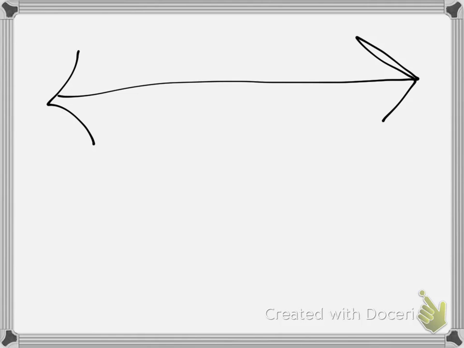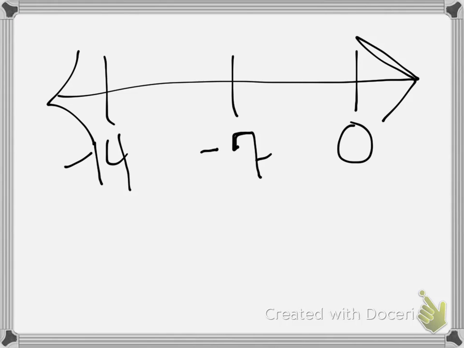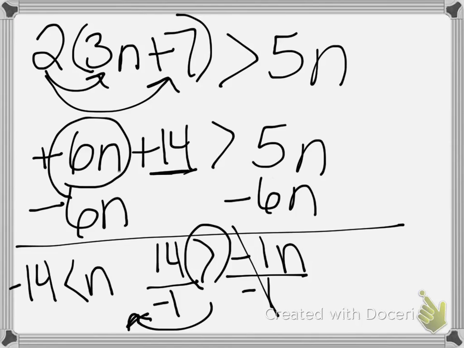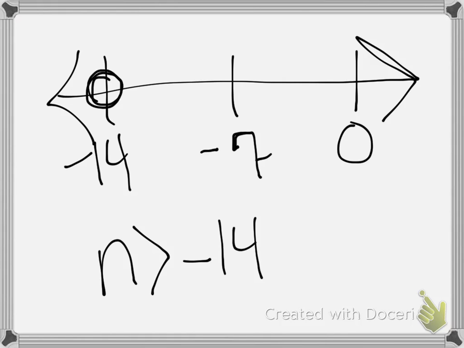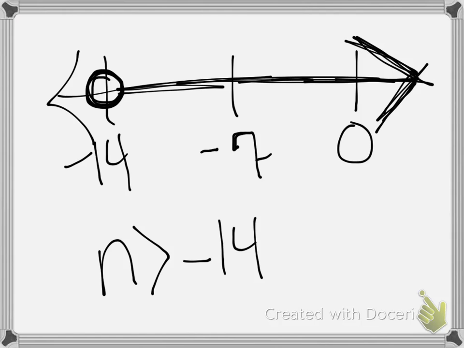If I wanted to graph this one, there's my graph. And it said -14 is less than n. I could reverse that and make n greater than -14. So I'd put an open dot because it doesn't have an equal to symbol, and then shade to where all the numbers are greater. Okay.